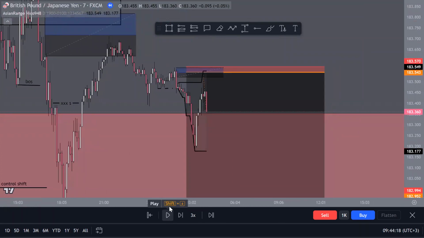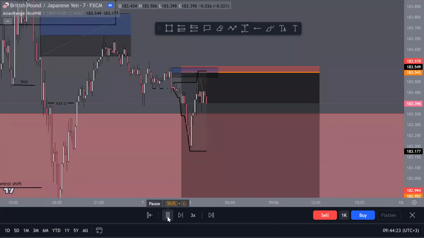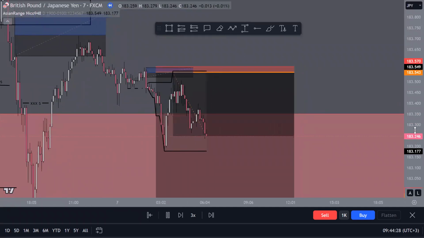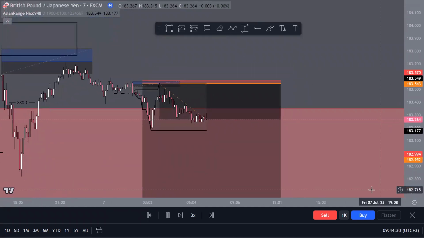So yeah, I had my limit on the 50% of the order block. It is what it is. Stops just above the order block, simple like that. Order flow to order flow, nothing more.